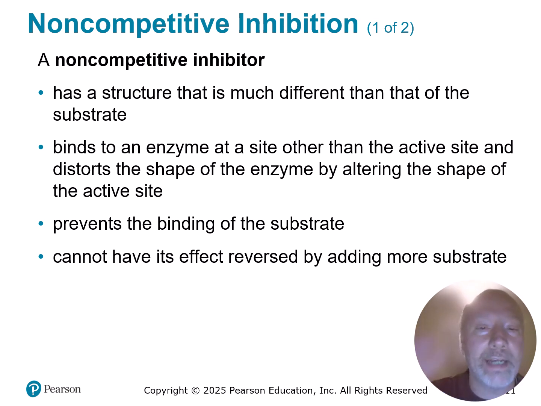But now we're going to create a structure that looks totally different, and it binds the enzyme instead of at the active site. It doesn't have to bind at the active site. It can combine somewhere else on the enzyme, causing the enzyme to change its shape. And this prevents binding of the original substrate. So let's look at what that might look like. And it cannot be reversed by simply adding more substrate, right?